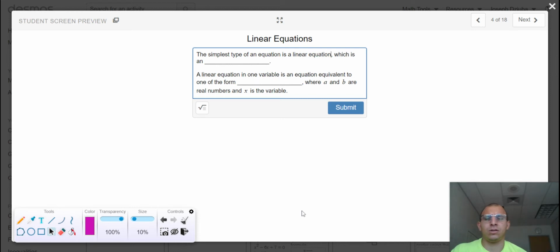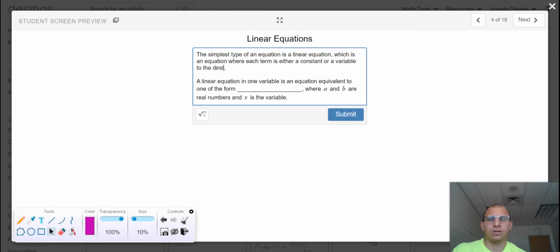equation, which is an equation where each term is either a constant, right? So something like y equals 3, or a variable to the first degree.